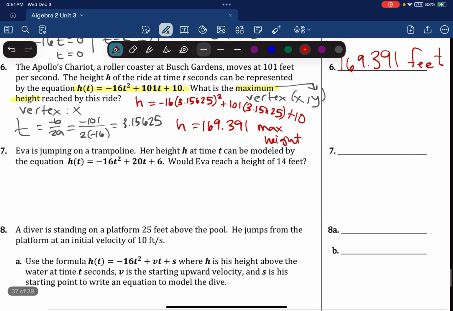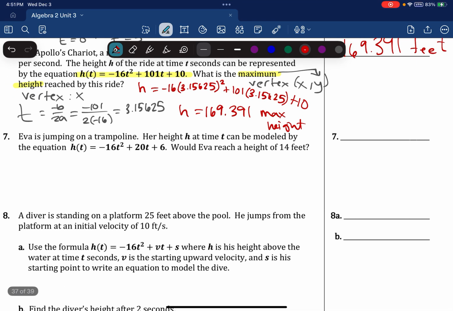Example 7, Eva is jumping on a trampoline. Her height, h, and t is time, can be modeled by this equation. So we're given an equation. Would Eva reach a height of 14 feet? Okay, so we want to know basically what is the max height.